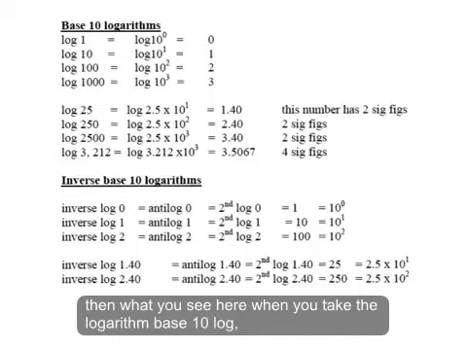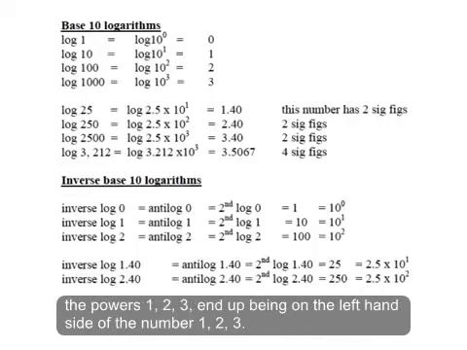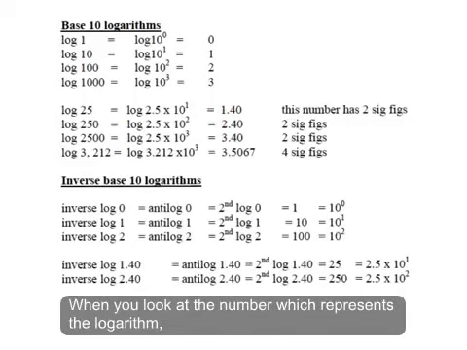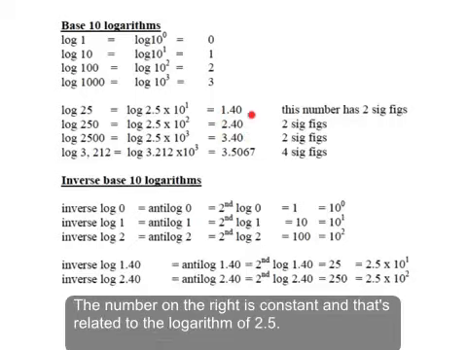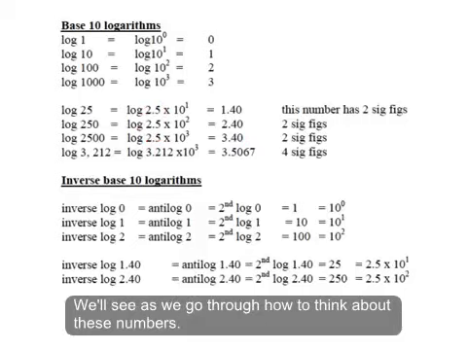what you see here when you take the logarithm base 10 log is that the powers 1, 2, 3 end up being on the left hand side of the number 1, 2, 3. So when you look at this, the number which is the log represents the logarithm, the number on the left is telling you something about the magnitude. But then the number on the right, notice, is constant, and that's related to the logarithm of 2.5. All right, so we'll see as we go through how to kind of think about these numbers.